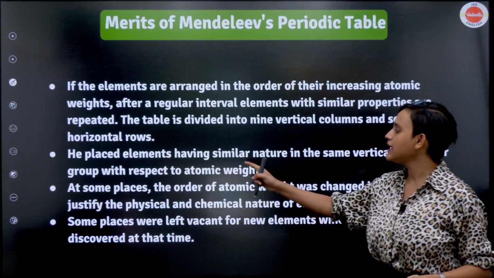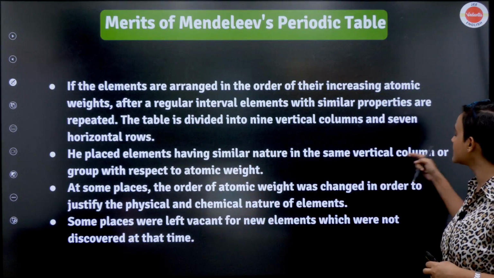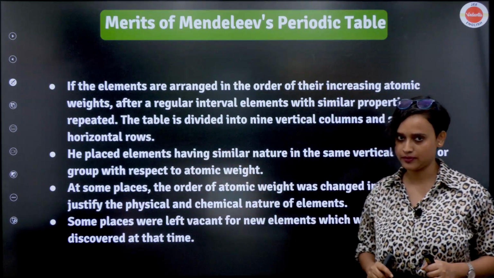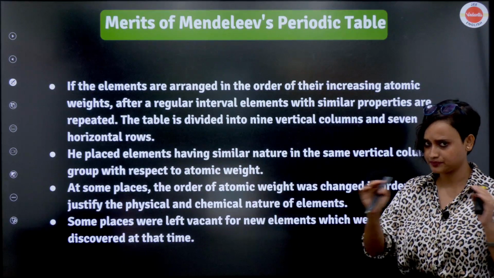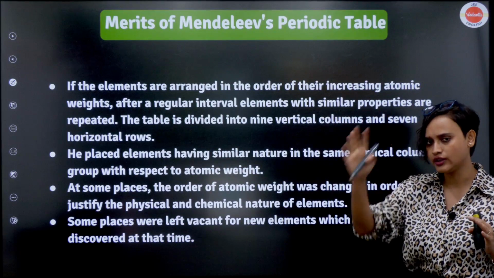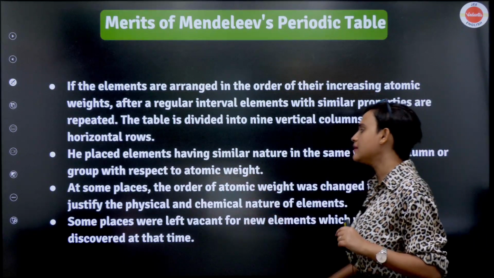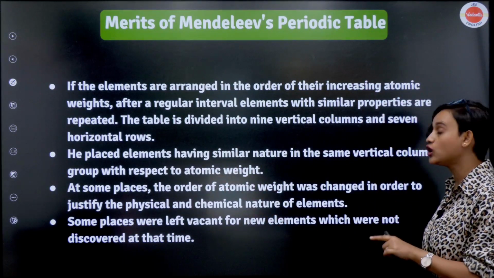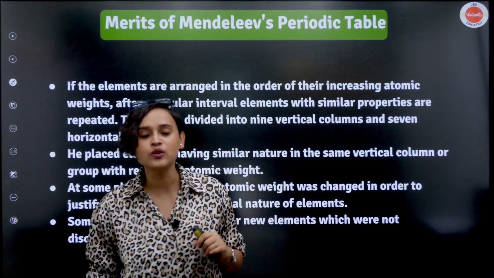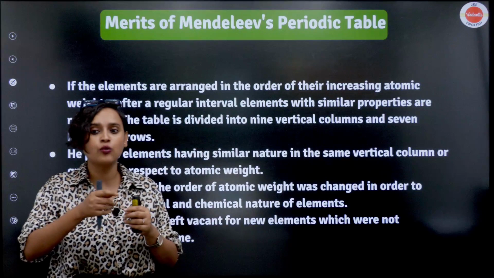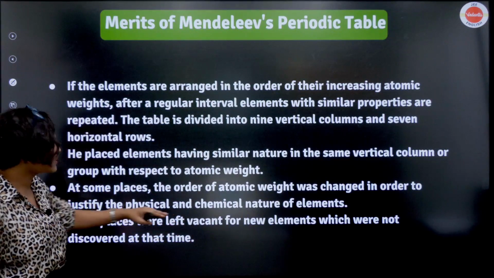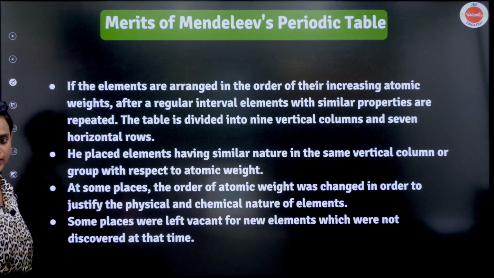What he did was he placed elements having similar nature in the same vertical column or group with respect to atomic weight. He took atomic weight as the main factor, and then he started grouping them into different columns, right? And at some places, this is something that he did great, okay. At some places, the order of atomic weight was changed a little bit in order to justify the physical and chemical nature of elements.